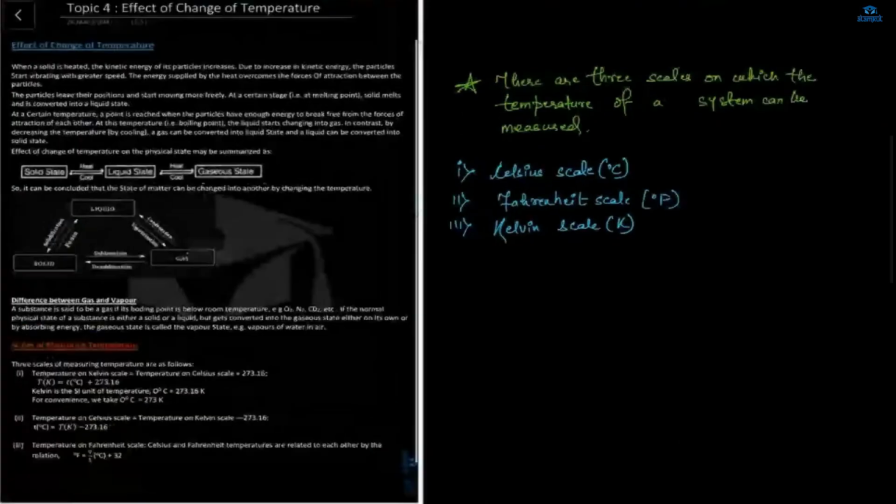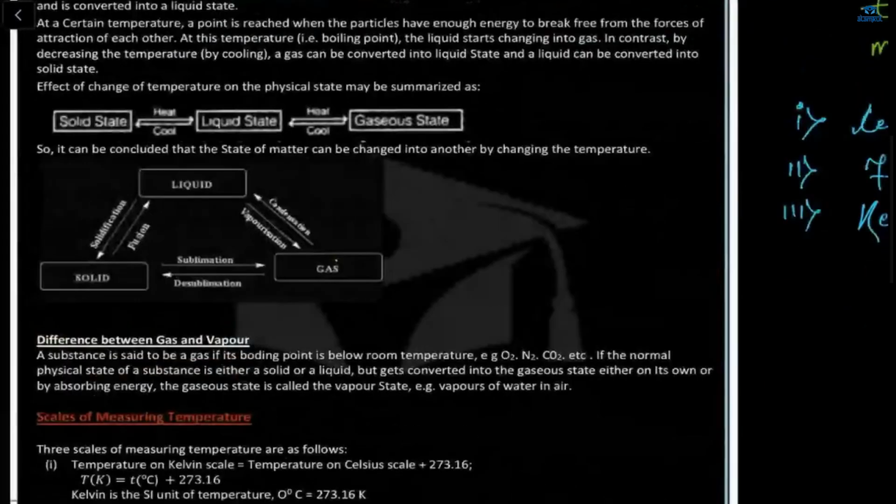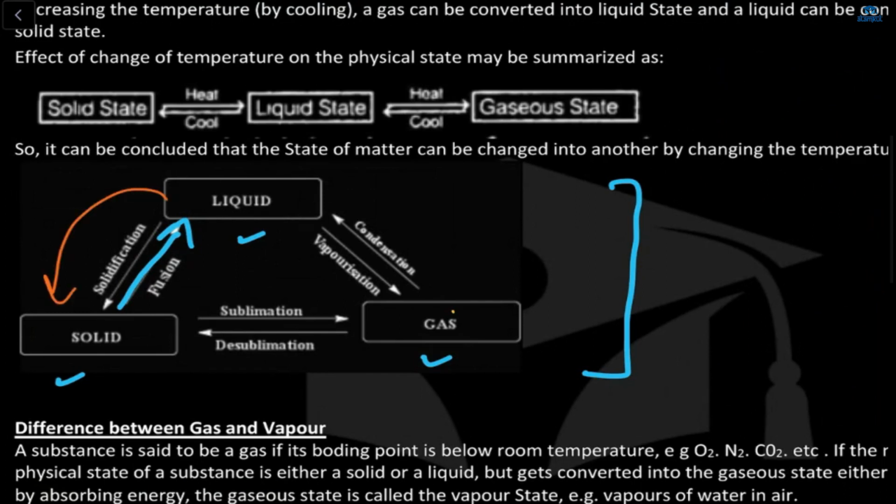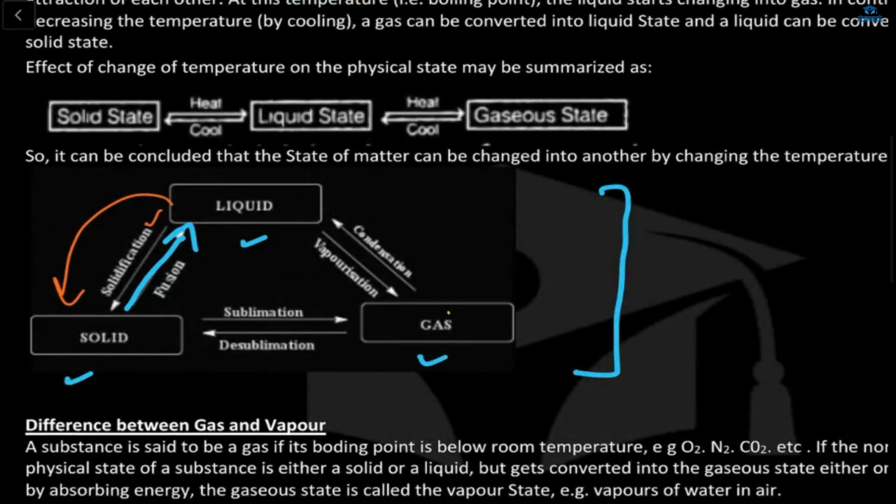Okay. Now, what is the effect of change of temperature? This is also one of the very good diagrams: solid here, liquid here, gas here. Now you have to learn this. When solid is converting into liquid, that's fusion. And when liquid is converting back to solid, that's solidification. When solid is converting into gas, that is sublimation. And from gas to solid is desublimation. Liquid to gas is vaporization, and gas to liquid is condensation. So you have to learn this diagram.